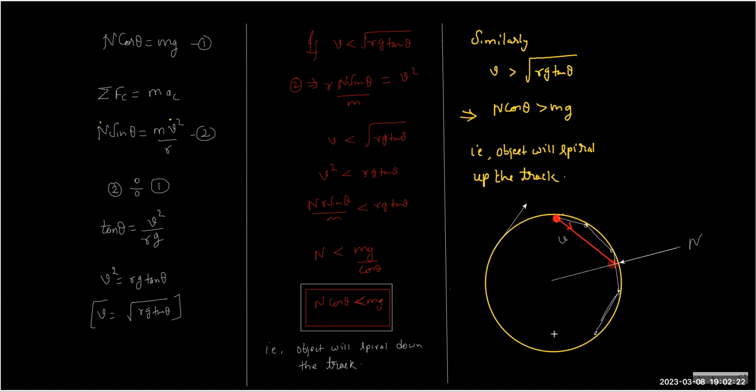Anyway, the idea is with speed normal changes. I hope you will remember this idea. Okay, so now comes the benefit of banking. So I can create the centripetal force with the help of normal, which was not possible in case of the flat road, but on a bank road it can.